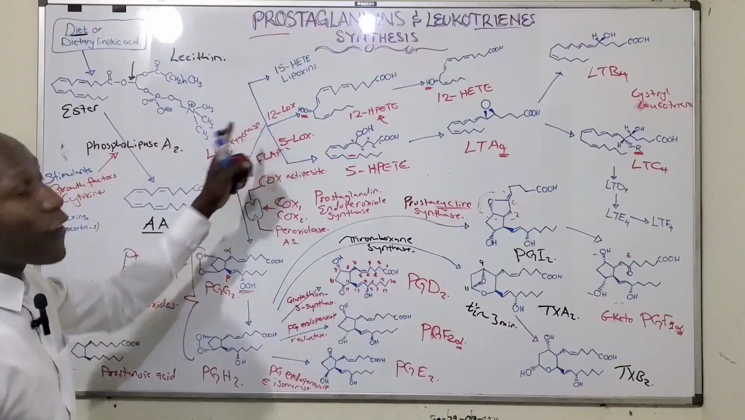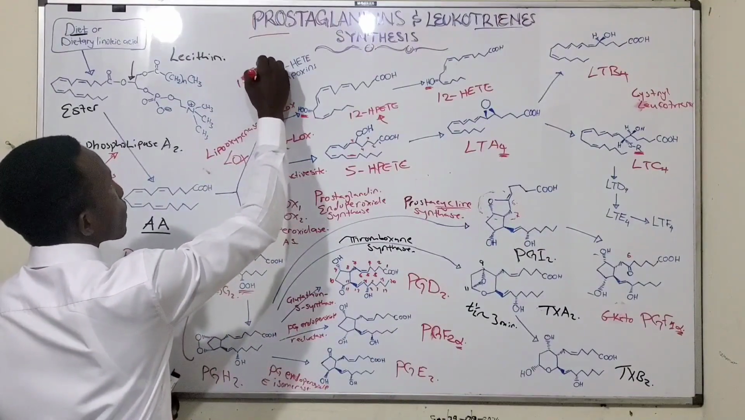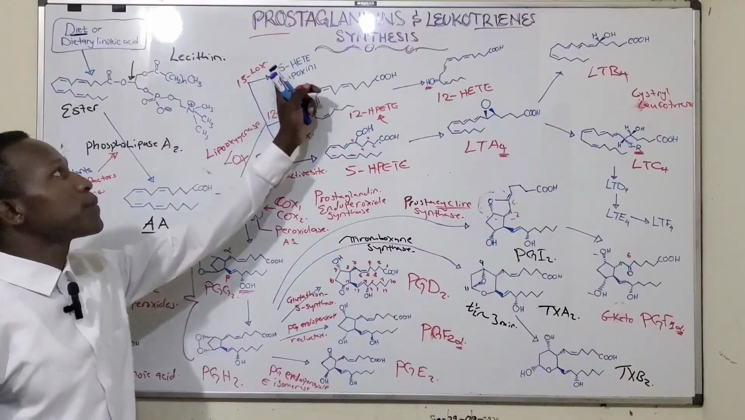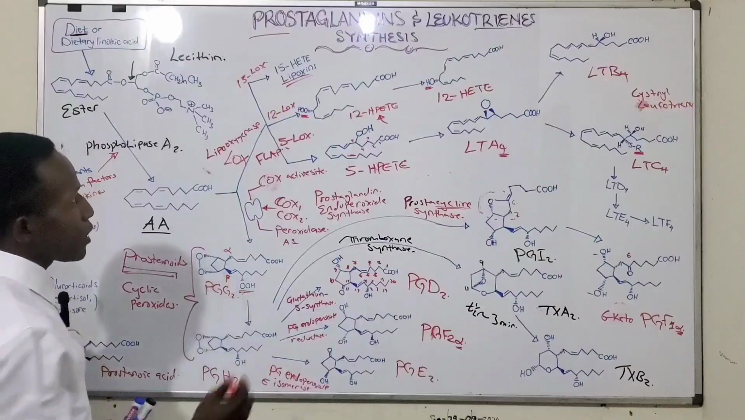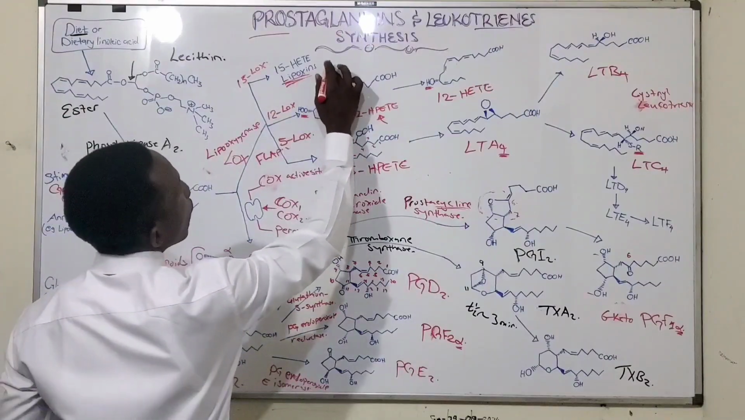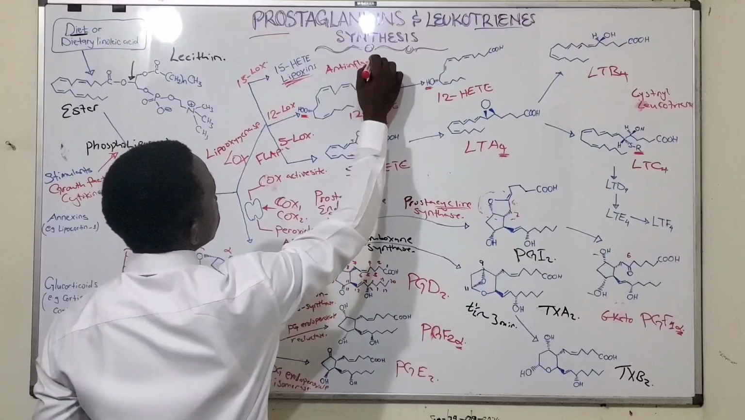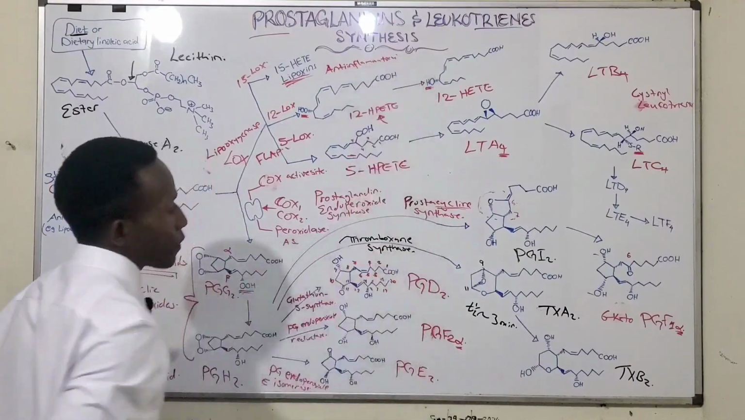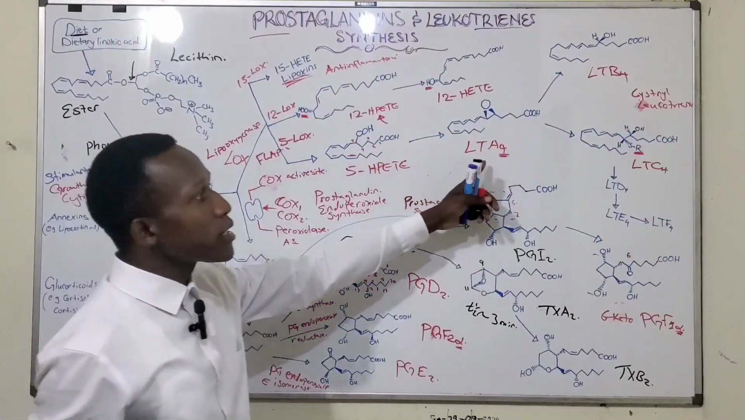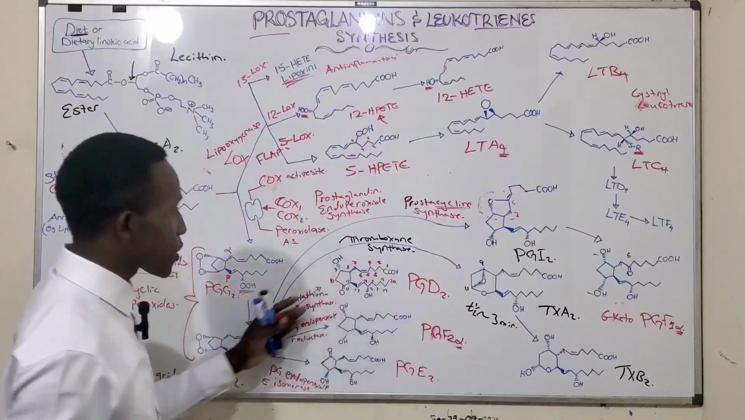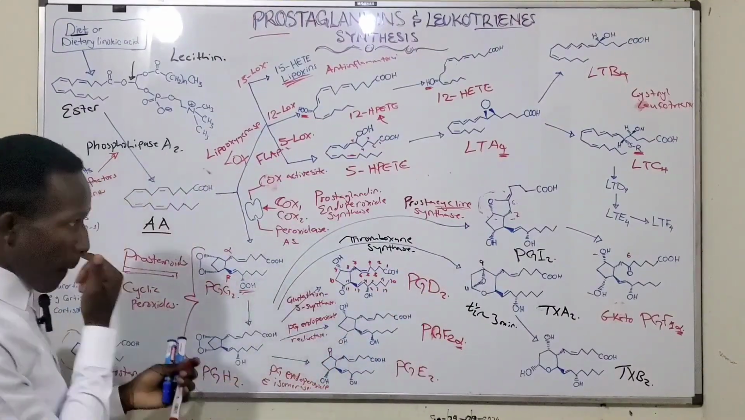Then we have another enzyme called 15 LOX. 15 LOX will provide us with 15-HEPE and lipoxins. These lipoxins are anti-inflammatory. But we shall see that the leukotrienes are inflammatory, and these other prostaglandins can be produced due to inflammation.